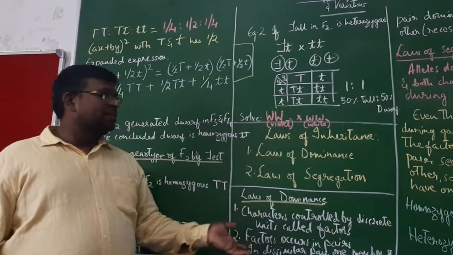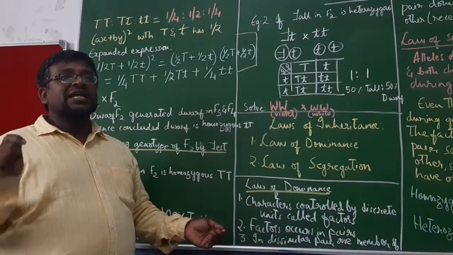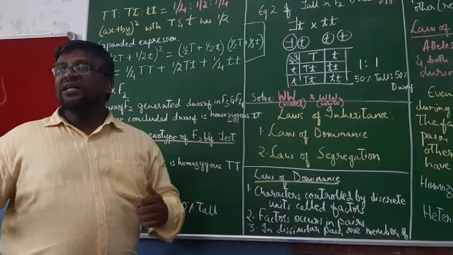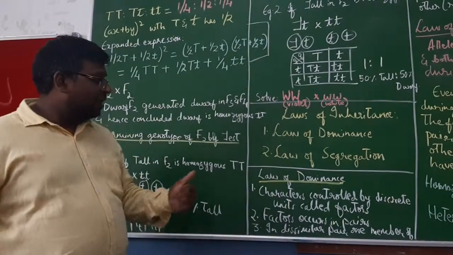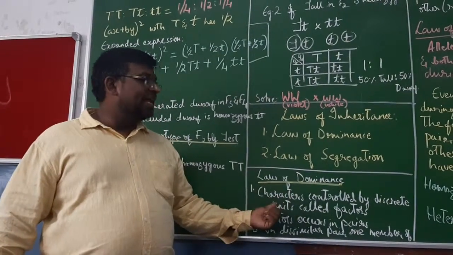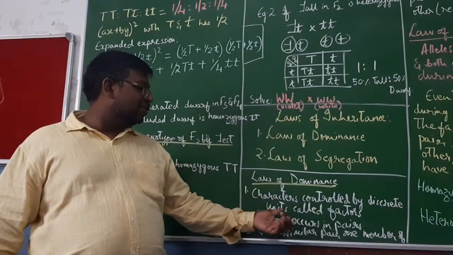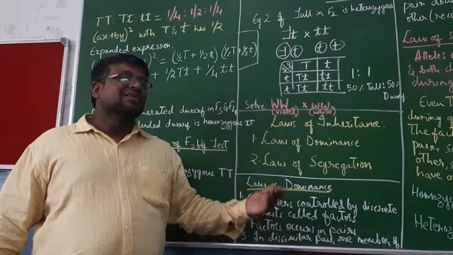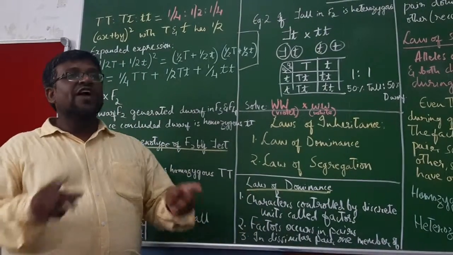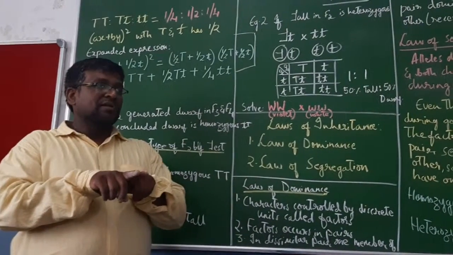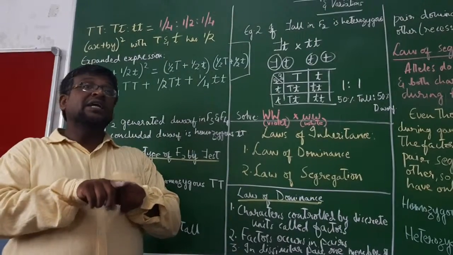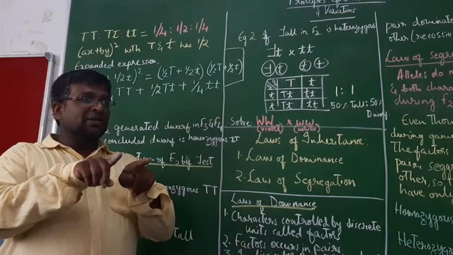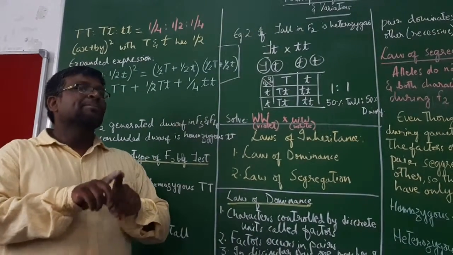See, the law of dominance is characterized by the presence of factors. There was no term gene. Now what we call a factor, we call a gene. In the law of dominance, characters are controlled by discrete units called factors. Today, what do we call those factors? Genes. Second aspect is factors occur in pairs. It can be capital T capital T, capital T small t, or small t small t. They always occur in pairs.